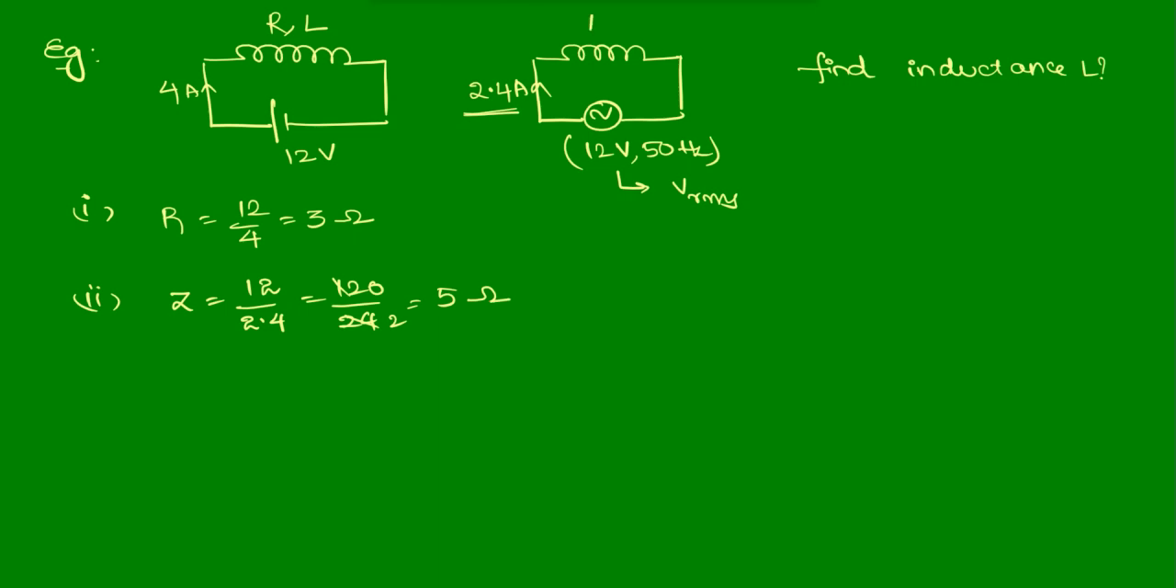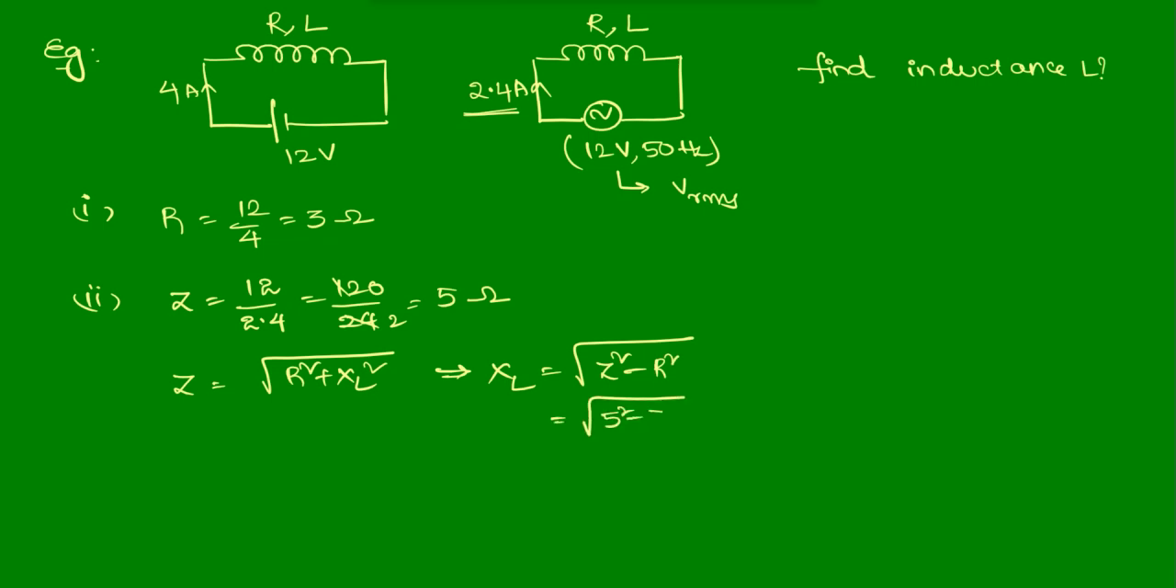But as it is an inductor coil, which is having both resistance and inductive reactance. So Z will be equal to square root of R square plus XL square. From this, XL will be equal to square root of Z square minus R square, that will be square root of 5 square minus 3 square. So XL will be equal to 4, which is equal to 2 pi F into L, or from this L value will be equal to 4 by 2 pi into F. F is given as 50, so that this will be 1 by 25 pi Henry.